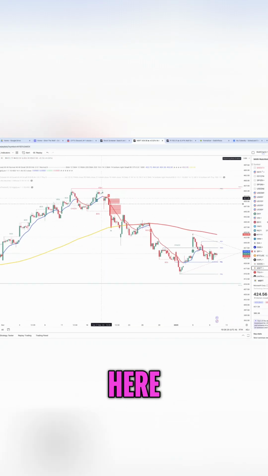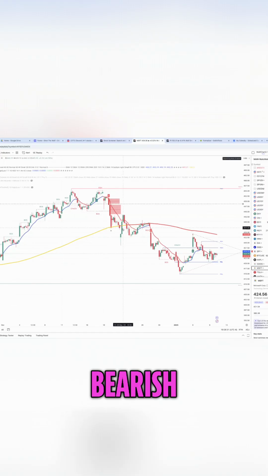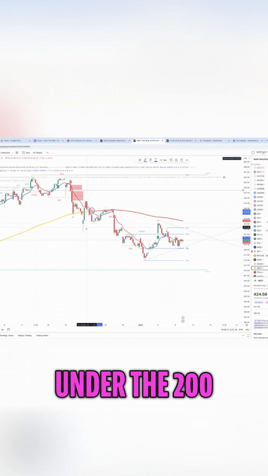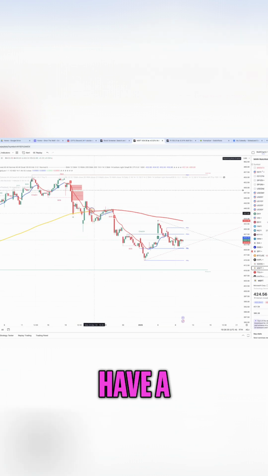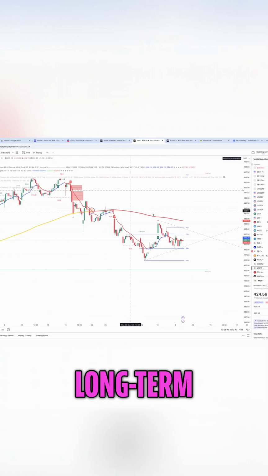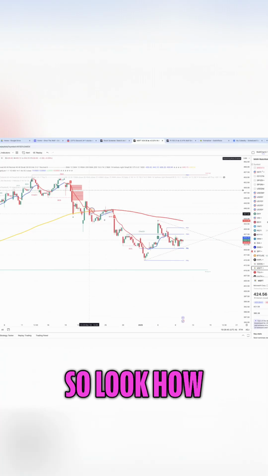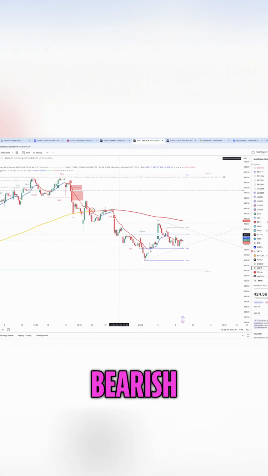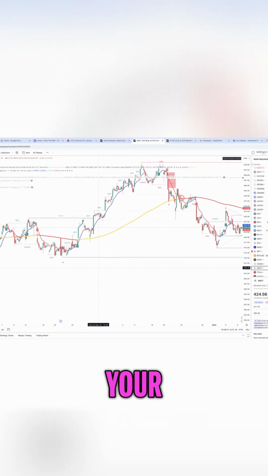And then here, our short-term trend turns bearish. But not only that, we got a wolf chart depth cross, which is when the 12 crosses under the 200. Now you have a red 12, which is a short-term moving average, and your long-term trend is bearish. So look how easy it is to see downside bearish activity when you have both of your trends in agreement.